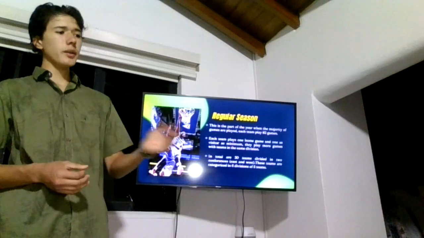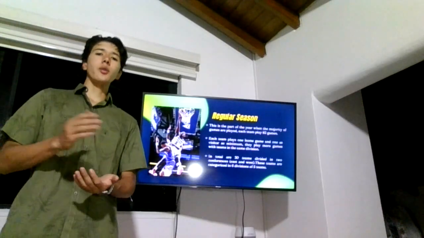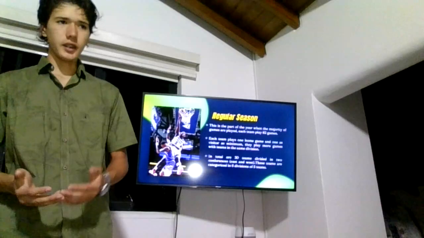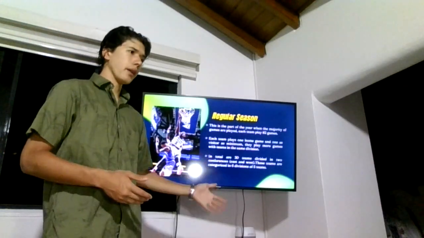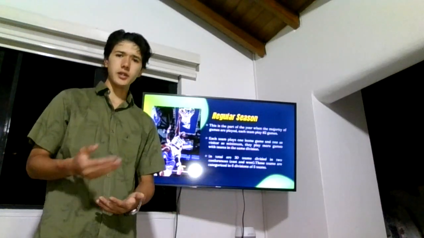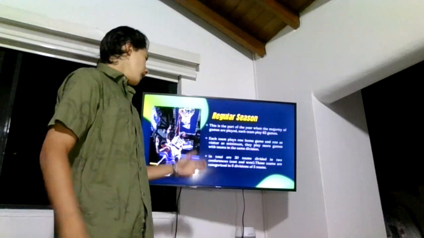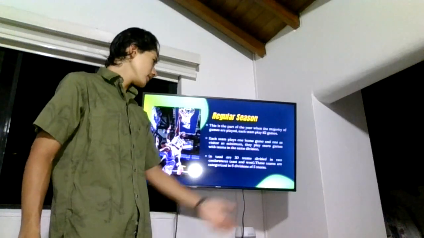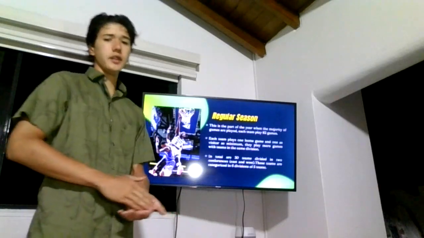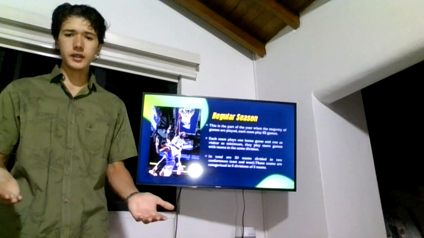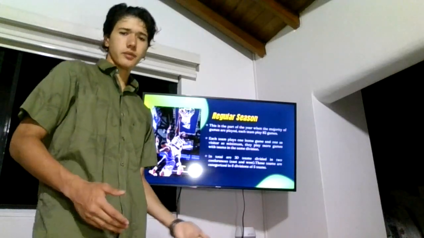Divisions are three per each conference. I forgot, there are two conferences, the East and the West. In each conference there are three divisions. They mostly play more games with other teams in the same division as them. And in total there are 30 teams, 15 in each of the two conferences, and the conferences are divided in three divisions.